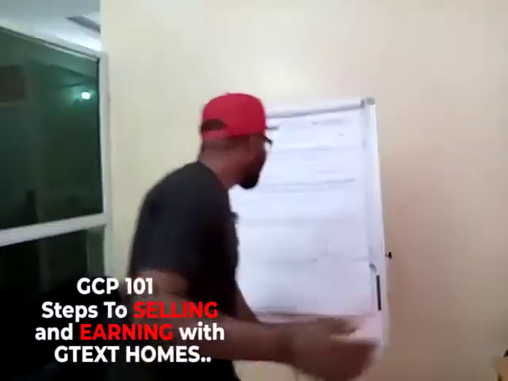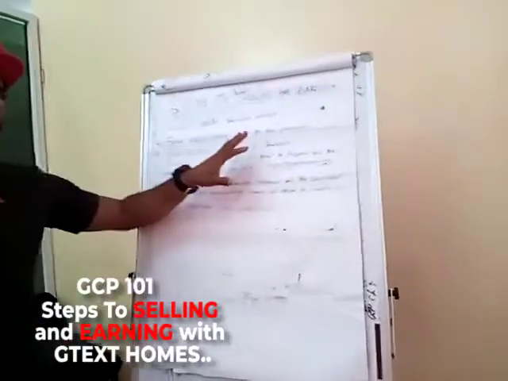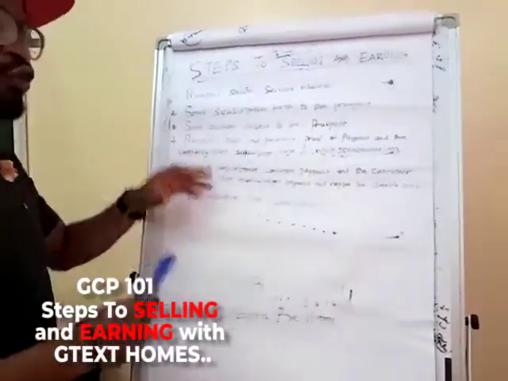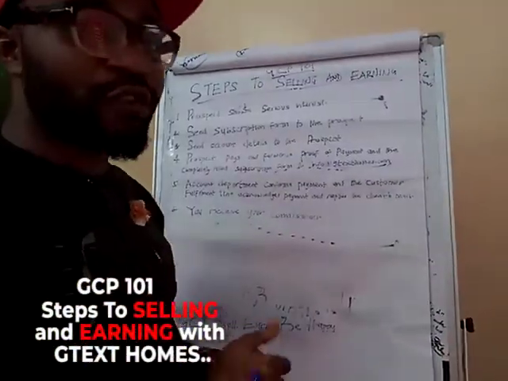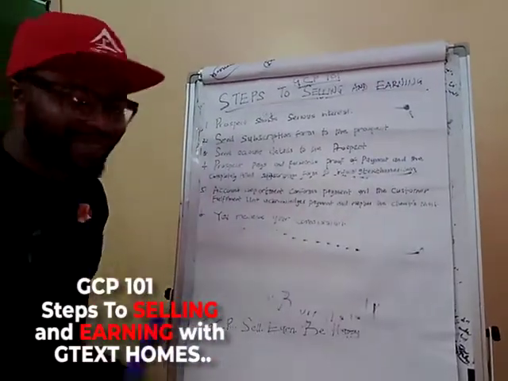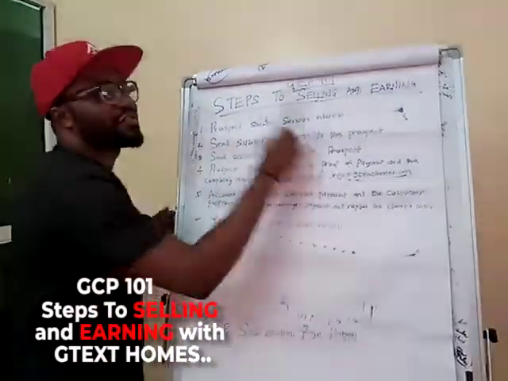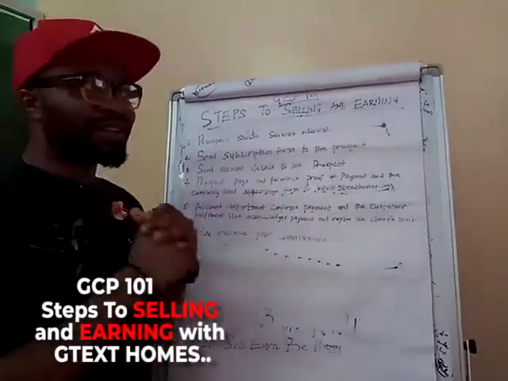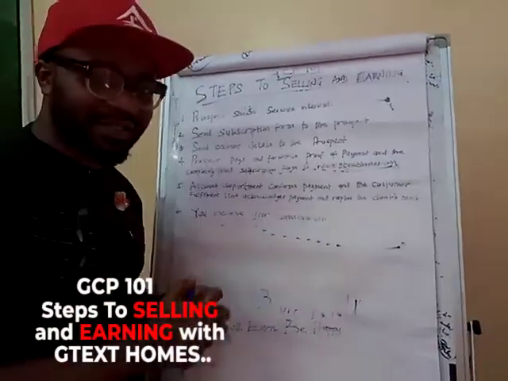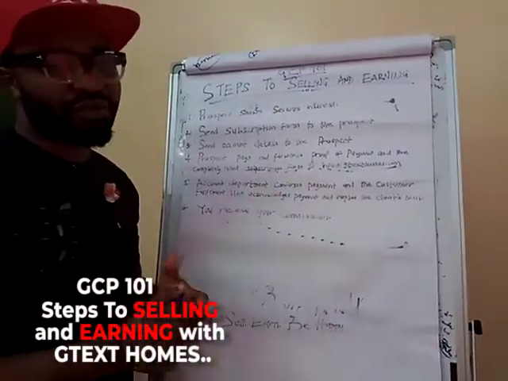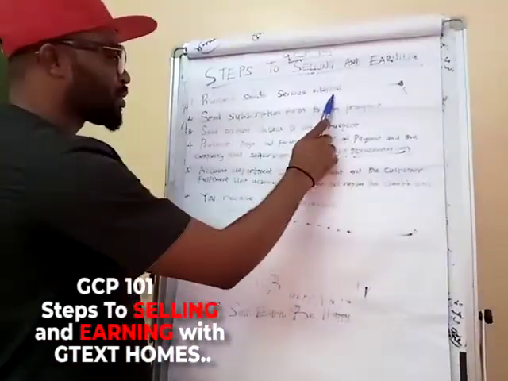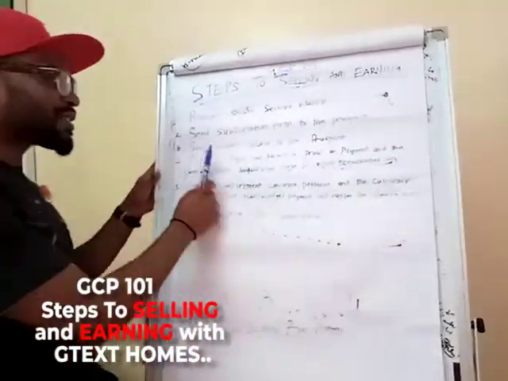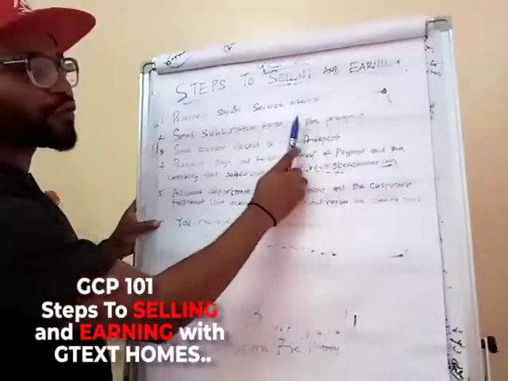All right. Now, these are the basic steps that you and your prospect need to take in order for you to be able to sell to the prospect, and then eventually earn from that sale. So the first thing is your prospect shows serious interest. Serious interest, because it is at that point that you get to know if the person is ready to buy and if the person can afford what we are selling. So once the person shows that he or she is seriously interested in the offer, it could be in any of our estates, the next thing you want to do is to send the subscription form to the prospect.